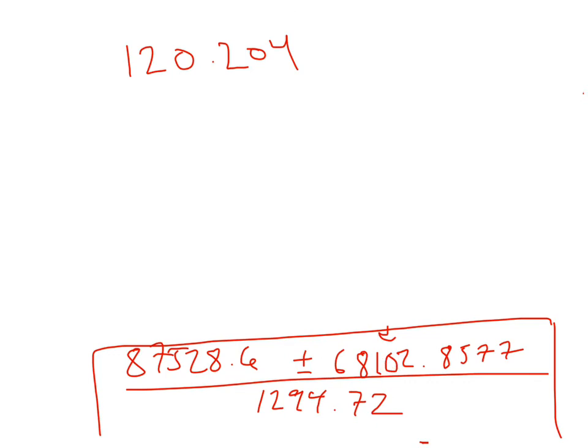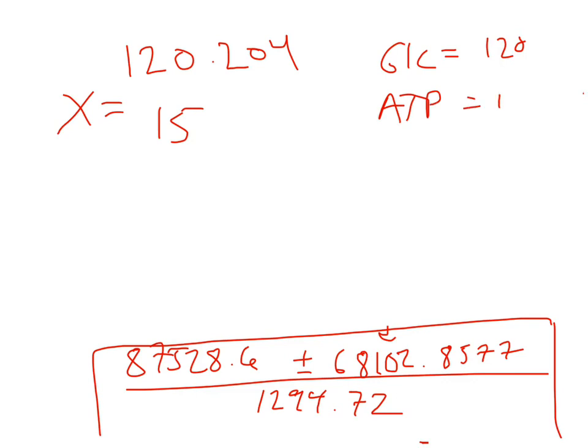87,528.6 minus 68,102.8577 divided by 1294.72. Our two roots are x equals 120.204 or 15. Okay, there's some rounding in here. One of these is certainly more reasonable than the other. Remember what our concentrations were. Our glucose was 120 millimolar, and our ATP was 15 millimolar.